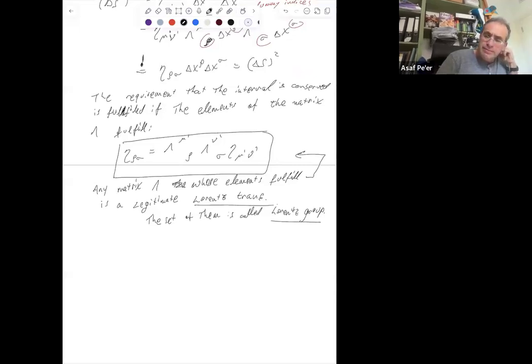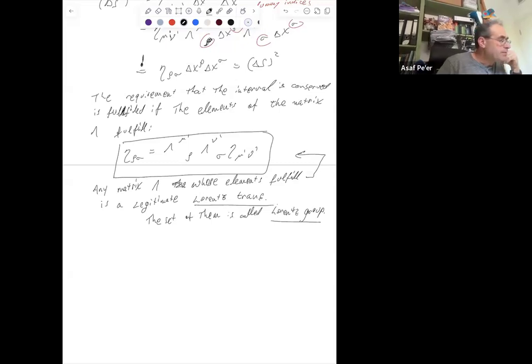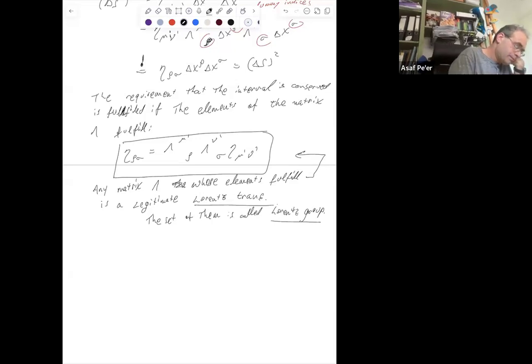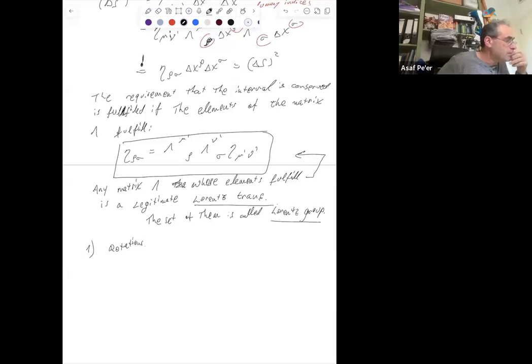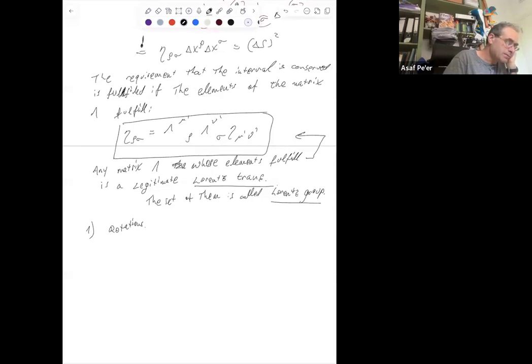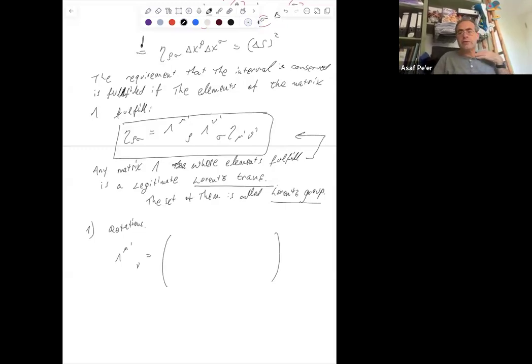Now there are certain categories of Lorentz transformation. The first category is simply called rotations. For example, if you write down the rotation in the XY plane, rotation around Z, how does it look? How do you write the rotation matrix Lambda mu prime nu?